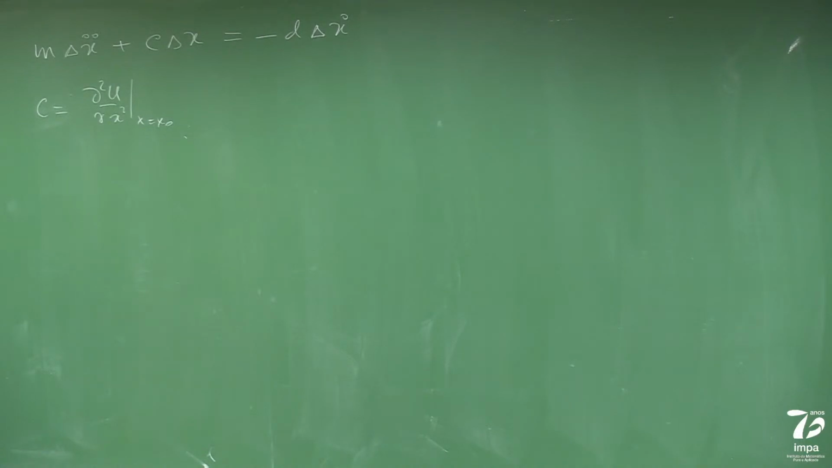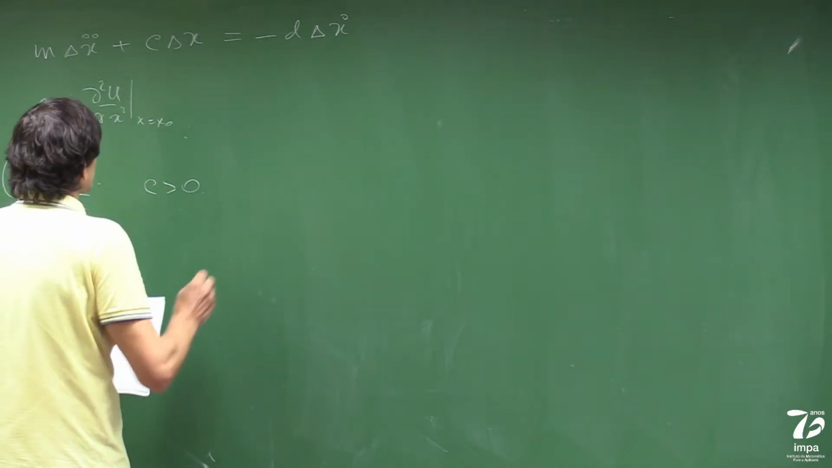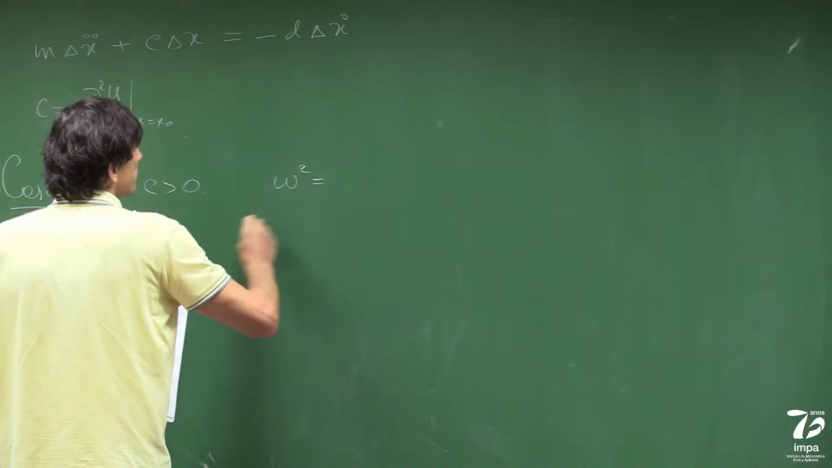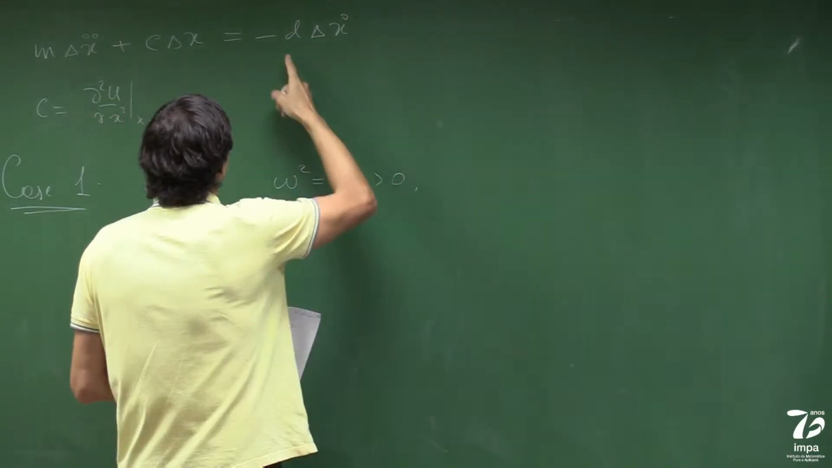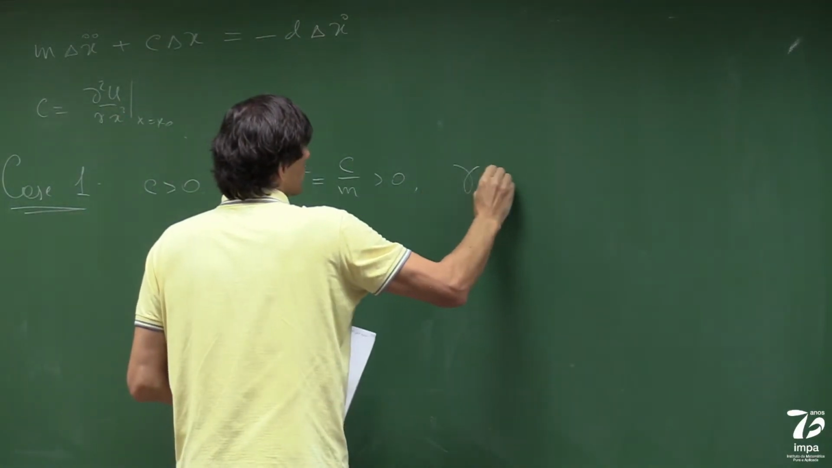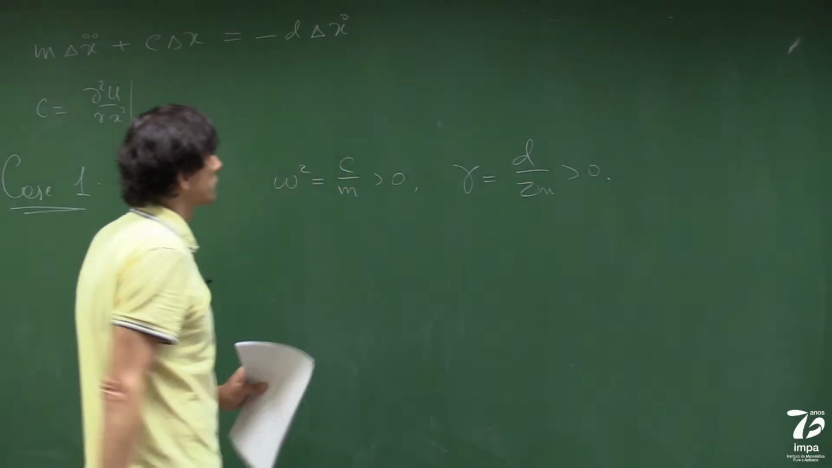So again, we have two cases. The important case will be case 1. Case 1 is C positive. C positive means that the equilibrium is a minimum, this minimum or this minimum. So it's a minimum of the energy, and in that case we define omega squared as C over m, which is positive, and also we define gamma as d over 2m, which is positive.